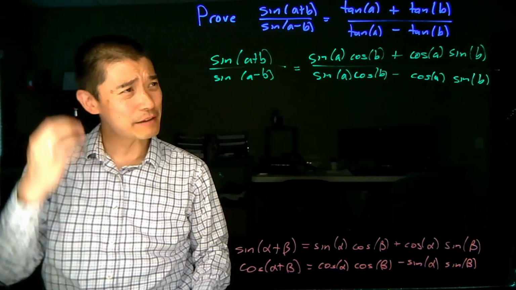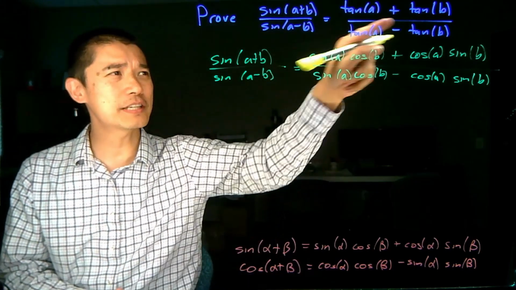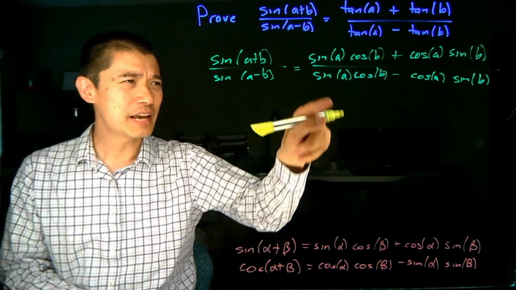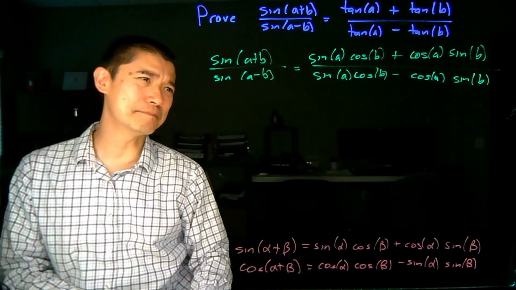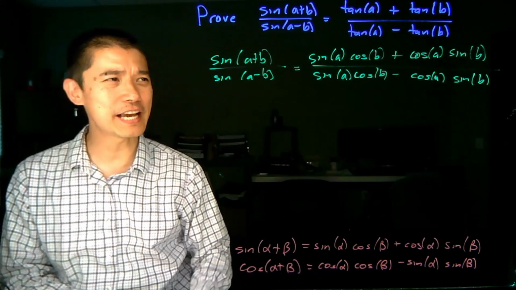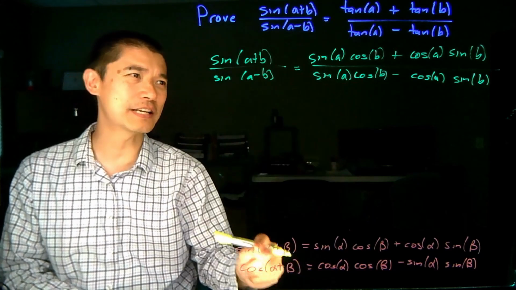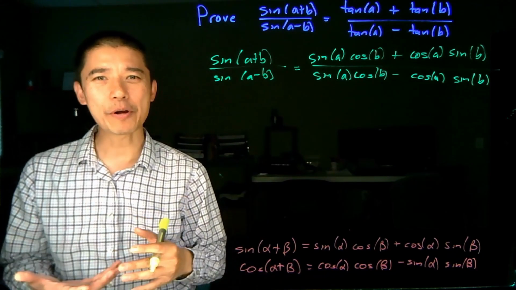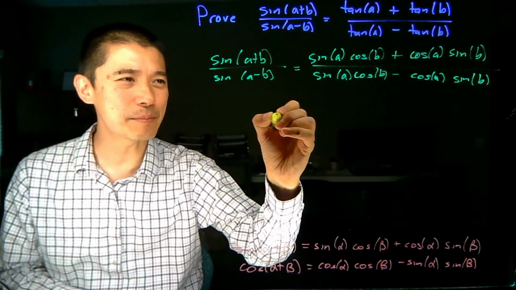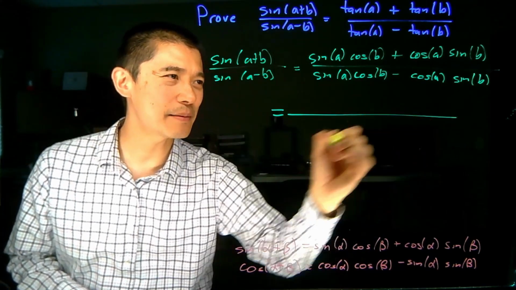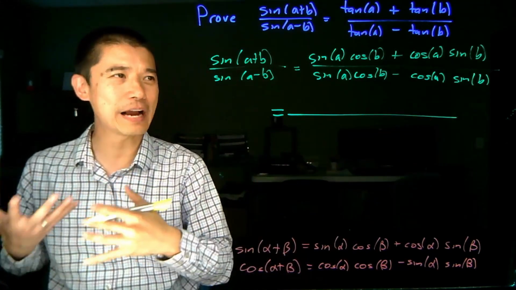Well, in this case, we have to take a look at where our goal is. Our goal is to get tangents over here. And if you take a look at what we've got, we don't have anything that looks like tangents. In order for us to have tangents, we need cosines in the denominator. So one way we can handle that is to multiply top and bottom of the fraction by the same thing to create those fractions.